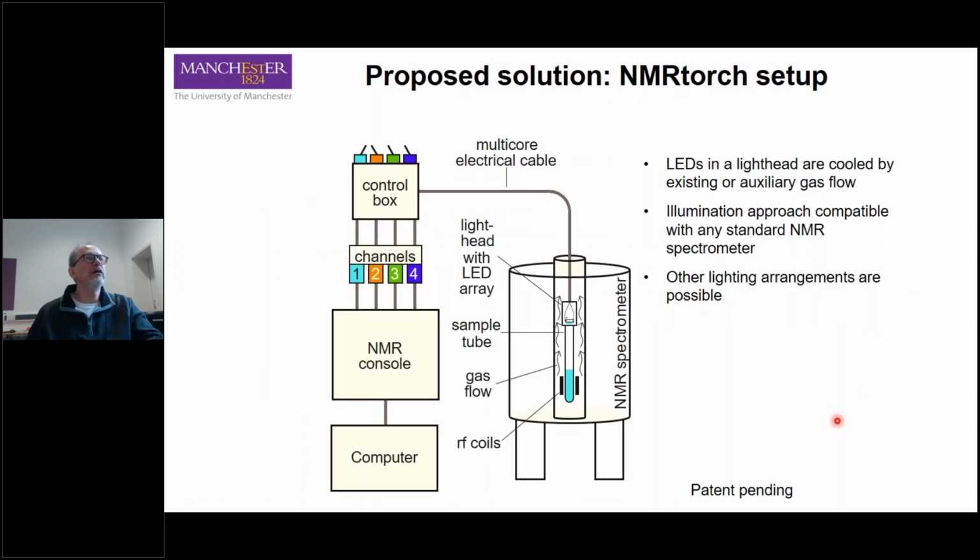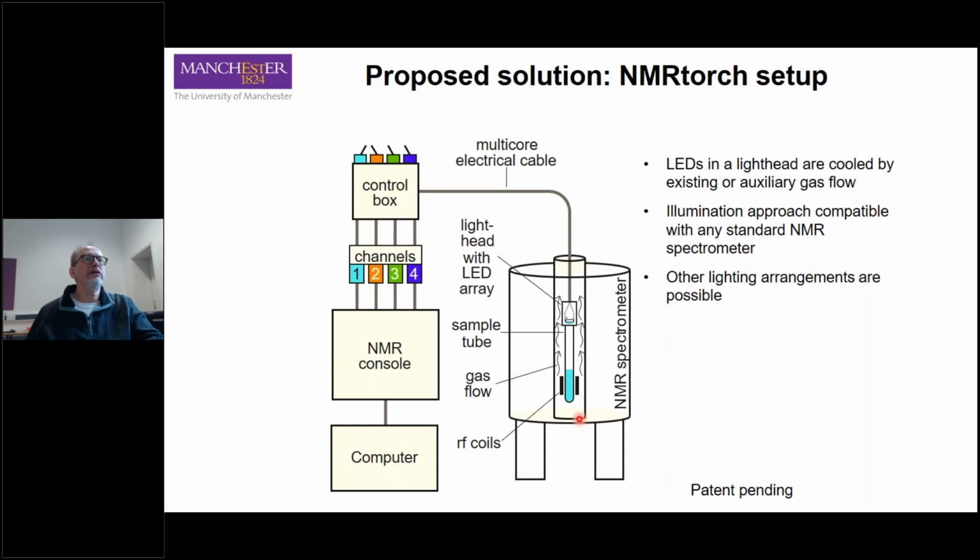So this is the home-built setup that we have here in Manchester, with a 4-channel LED power supply controlled by the NMR pulse sequence, or you can control it manually as well, and with interchangeable light heads lowered into the magnet by the electrical cable. LEDs inside the light heads are also interchangeable and are cooled by the existing airflow inside the magnet bore or using auxiliary gas supply.